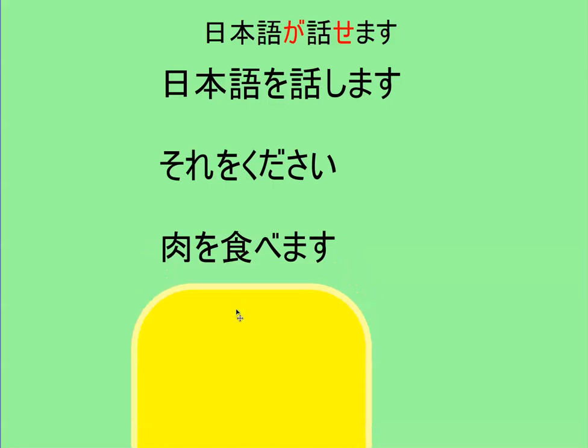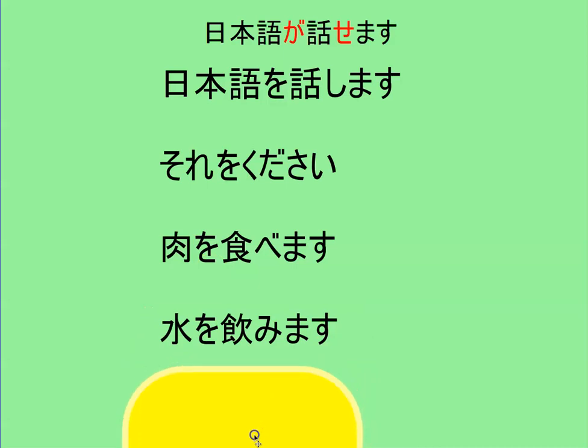Niku o tabemasu. Tabemasu, eat. I eat. He eats. She eats. We don't care who eats. Let's say I eat meat. Here's our niku o. So whatever's right in front is the direct object. Mizu o nomimasu. Okay, nomimasu, to drink. I drink water. Direct object right here. The o says right in front is the direct object.